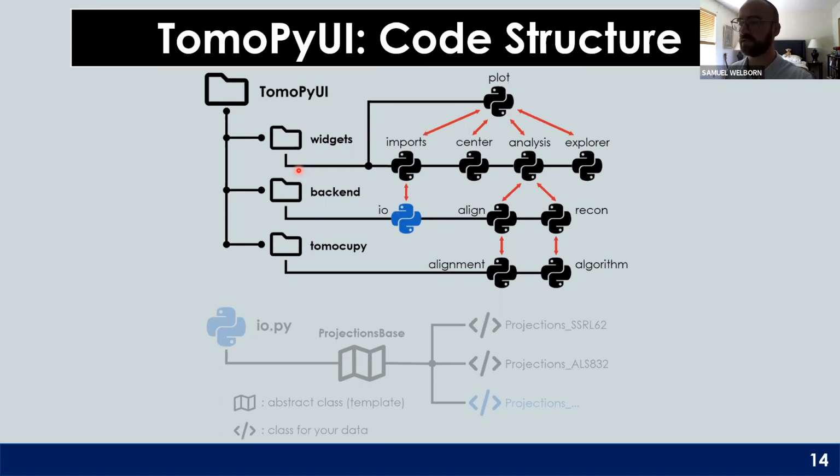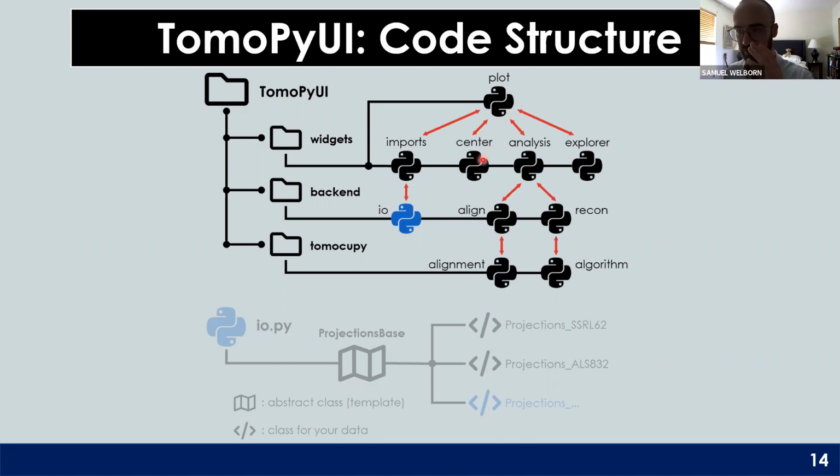Basically, I have various different parts of the application. I have the front end, which is housed in this widgets folder. There are all of these different submodules that are connected to all of the different processes. So importing, center of rotation finding, the analysis, which is the reconstruction and alignment algorithms here. Well, so the front end of those tabs. And then all of these are connected through this plot submodule. The image visualizers that you see throughout the application are just a class that's in this plot submodule. So it's kind of this modular thing where I can take that visualizer, and I can add widgets to it depending on what I want.